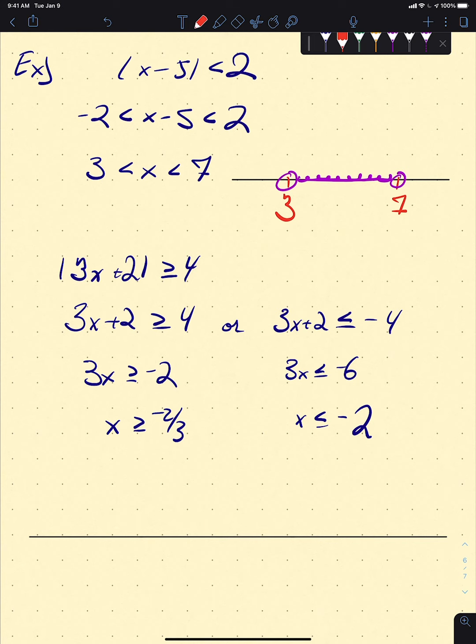I would say we need two important points on here. We need negative 2 and we need negative 2/3. And our set is everything that is either less than negative 2 or equal to negative 2. So we're going to fill in our dot. And less than tells me we're extending to the left. Or we're greater than or equal to negative 2/3, which means we're going that way.